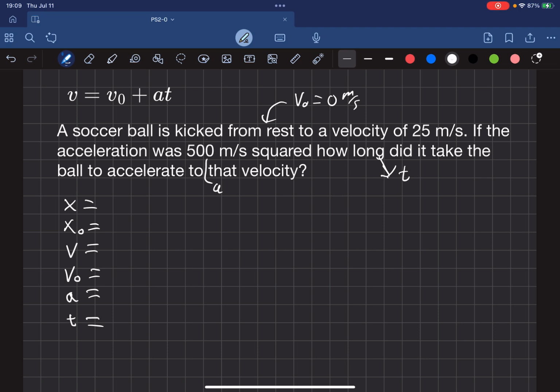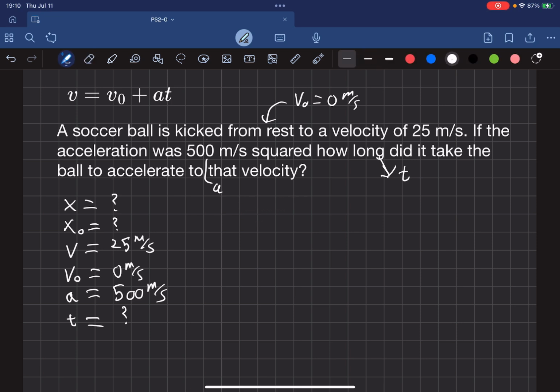So we've read the problem. Let's identify our variables. We were not given an initial position or a final position. We were given a final velocity. That was 25 meters per second squared. Nope, not squared. 25 meters per second. And we were given an initial velocity of 0 meters per second. And we were given an acceleration of 500 meters per second squared. And we weren't given a time. The time was unknown. Now, it wouldn't make sense to use the x is equal to blah, blah, blah equation because we don't have x and we don't have the initial x. So that equation doesn't make sense to use.